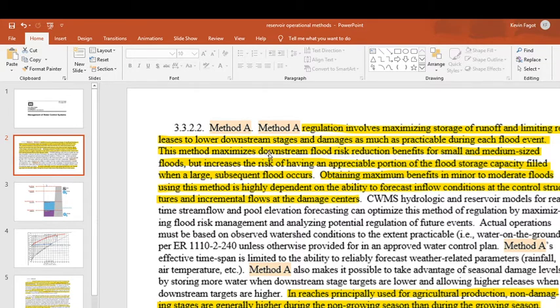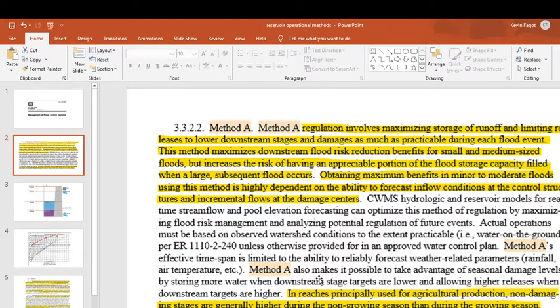The trade-off with a method A is that since you are using these downstream regulating stages to make the determination on what to release, you tend to provide benefits for the small and medium-sized floods. However, you do run the risk of completely filling your flood storage by providing benefits for the small and medium floods, so that when a large flood hits, you're out of flood storage and you're not able to provide as much attenuation as you would have been had you had more flood storage available.